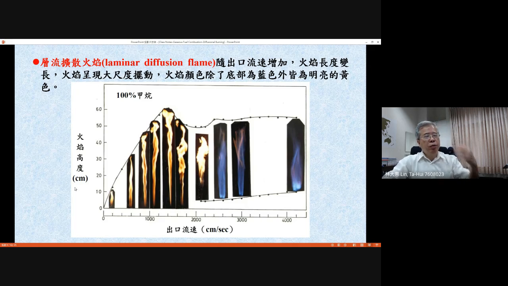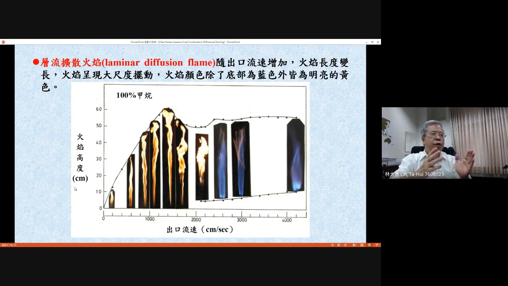Now we start to look at the variation of the combustion characteristics for such a fuel injecting purely into the oxygen environment. Actually, the tube contains pure methane, separated from the surrounding oxygen. That means when you ignite it, you will generate the so-called diffusion flame.